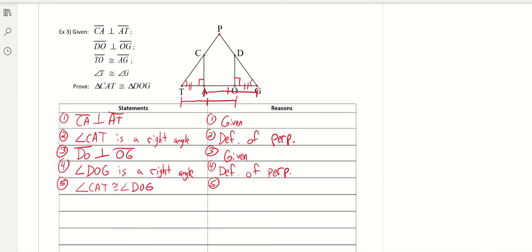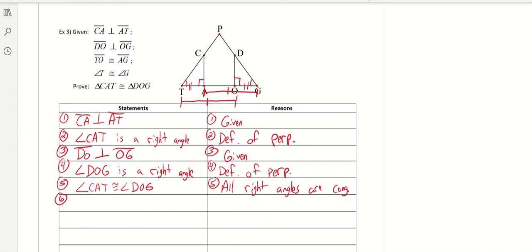It is not definition of right angle. Definition of right angle is the angle is 90 degrees. The reason for this is all right angles are congruent. This was on your test. All right angles are congruent. It is not definition of right angle. I see that show up a lot. That is not the definition of a right angle. Definition of a right angle is it's 90 degrees.